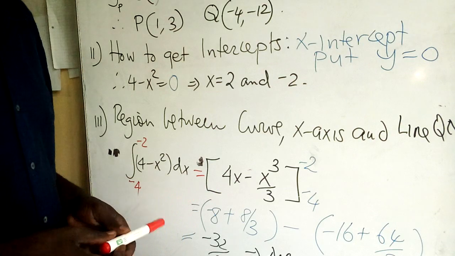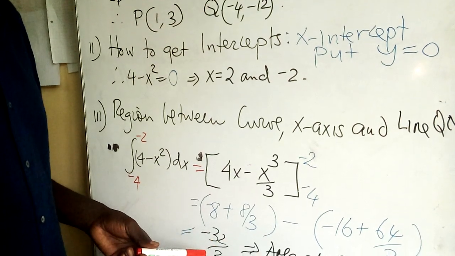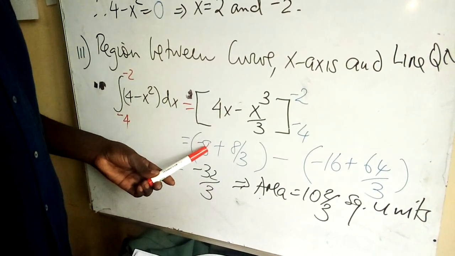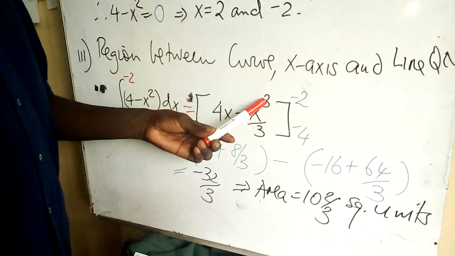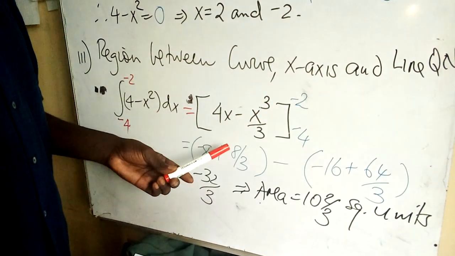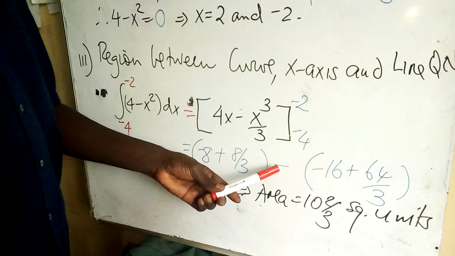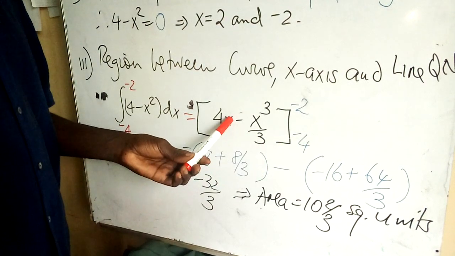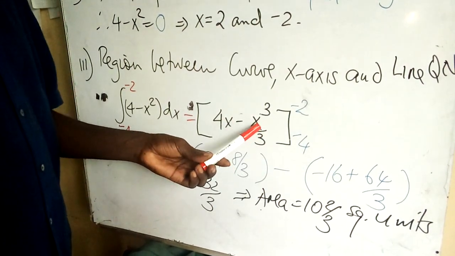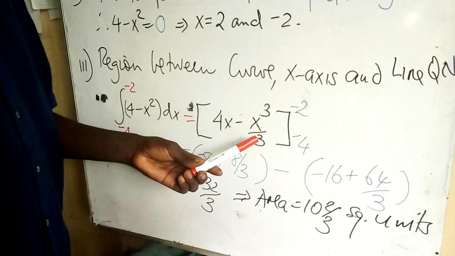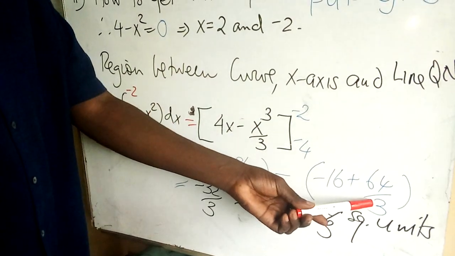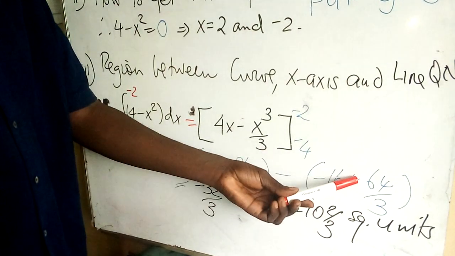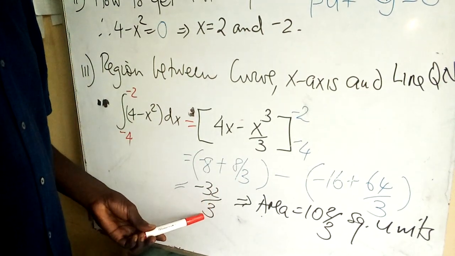When you put it inside, you find out that this part becomes -8. Negative cubed will be negative, and with this minus plus that. Then subtract. Now we put the lower limit. -4 by 4, -16. Negative, when it is cubed, it becomes negative, and negative becomes plus 64/3. When you compute all this, you get -32/3.